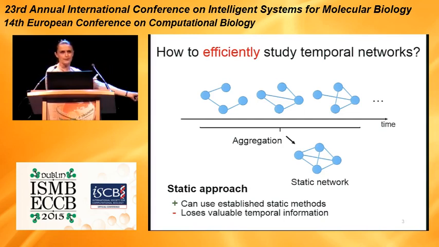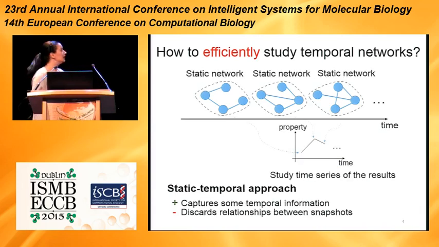There are lots of different versions of a static approach you can have, but the general idea is take the network and aggregate. The advantage is you can now use this static network, which captures some temporal information in it, and use established state-of-the-art methods for static network analysis to study it. However, think about this network evolving one way versus the other. You will get the same aggregate network, so you will lose important temporal information if you just rely on an aggregate approach.